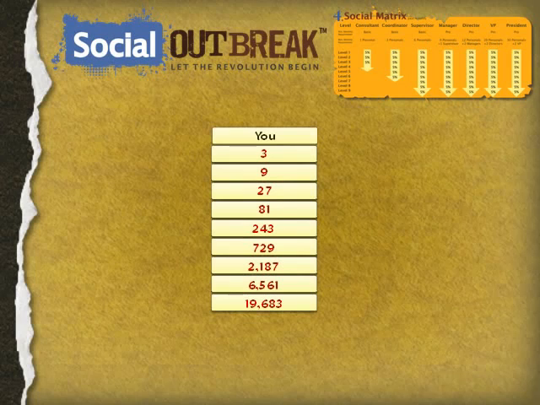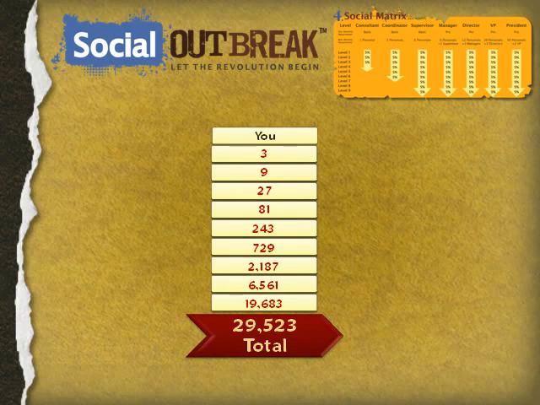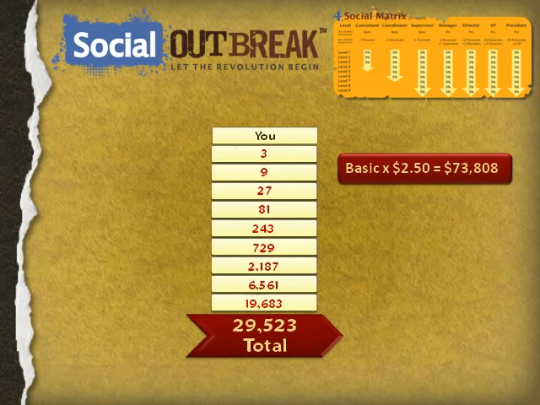And in fact, if you add up all the people in your 3 by 9 matrix, you have the potential of having 29,523 people in your matrix. Now, to give you an idea of the earning potential of that, imagine that you had this full matrix with that number of people, and all of them were just on the basic auto pay level. At 5%, that's $2.50 a month per person in your matrix. That's a payout of $73,808 if they're all on the basic level.